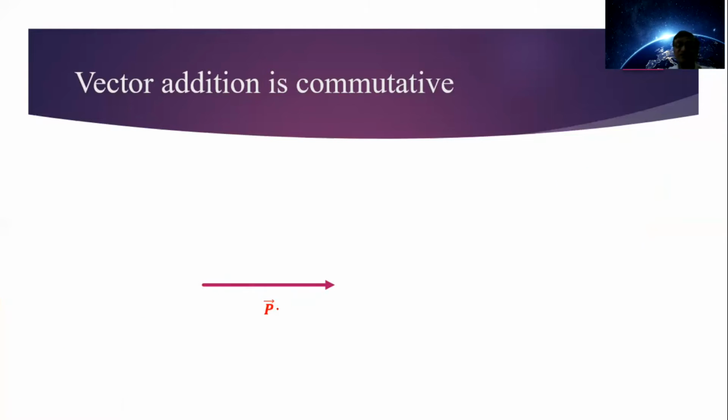Let us see here. This is the P vector. We can consider another vector Q. P vector plus Q vector, according to the law of triangle of vectors, gives the vector like this. Here this is the R vector. The resultant of P vector and Q vector is the R vector. We can write P vector plus Q vector is equal to R vector.